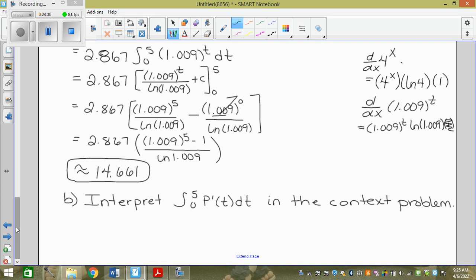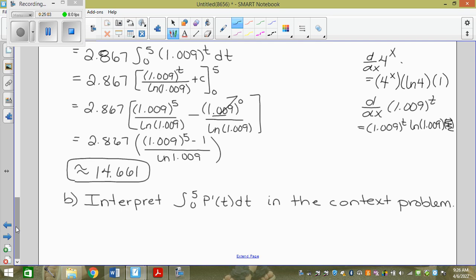But what they do on AP tests all the time, and I've seen it in calculus assignments as well, is they want to see if you actually know what the heck you're talking about or if you're just finding numbers. So here it says interpret the integral from 0 to 5 of p prime of t dt in the context of the problem. Now this is why this one's better for the rate of change than just using the basic question, because of the interpretation. So, what the heck does the p prime of t dt represent?